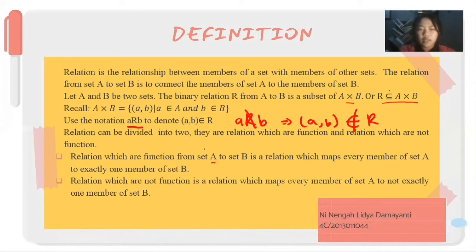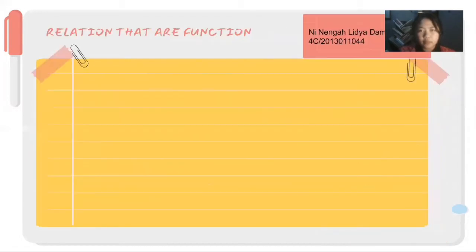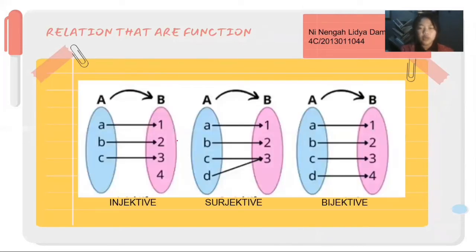And then a relation which is not a function is a relation which maps a member of set A to not exactly one member of set B. It means every member of set A can have more than one pair in set B. And then we will talk about relations that are function. So this is the picture of those three kinds of relation that are function.